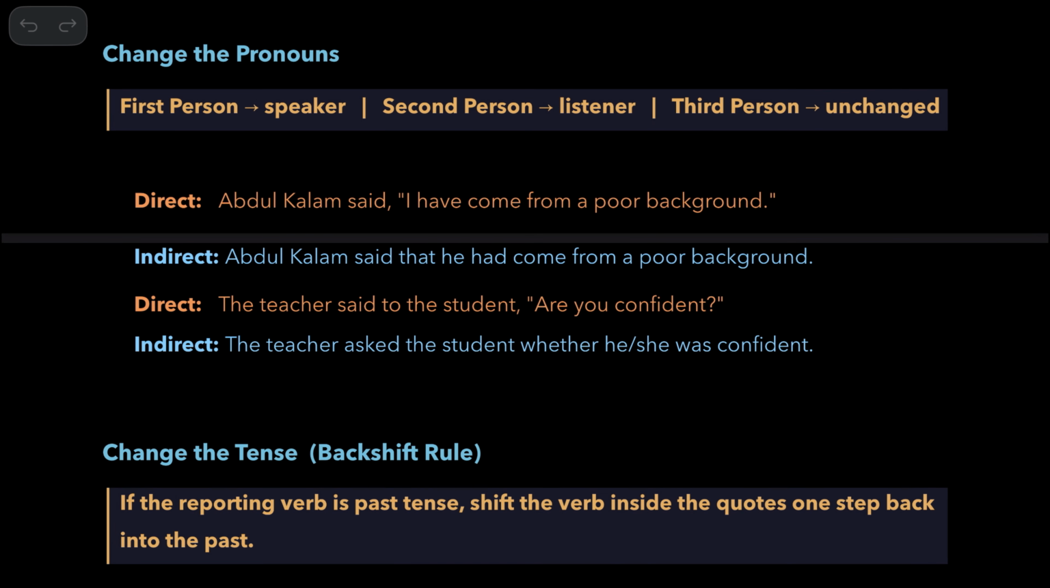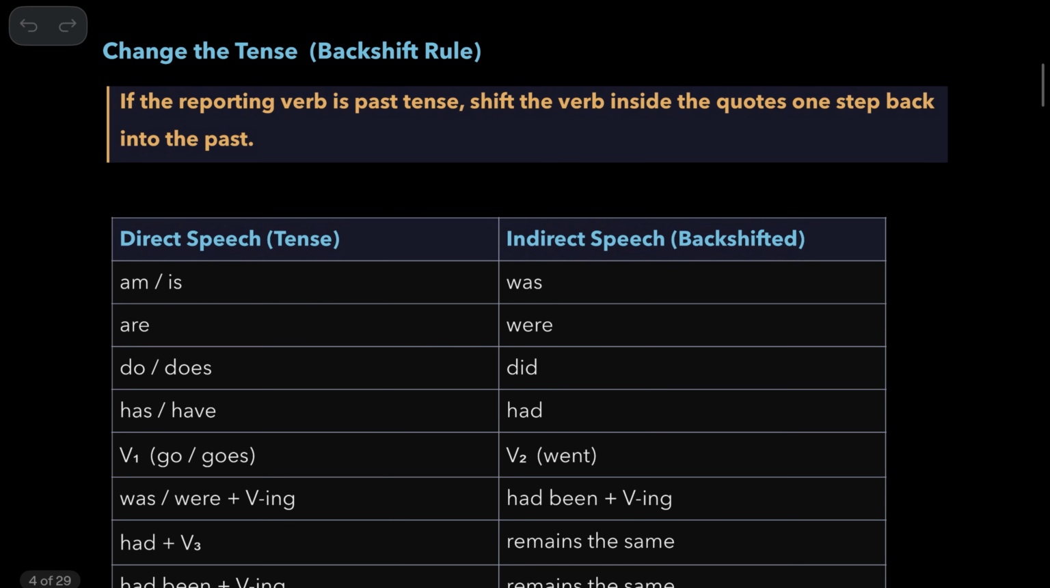And you also change pronouns. Take a look at this. I have come from a poor background changes to he had come from a poor background. So here, are you confident? You changes to he or she if the noun does not clarify whether the person is male or a female. So you can use he or she. So then you also change the tense.